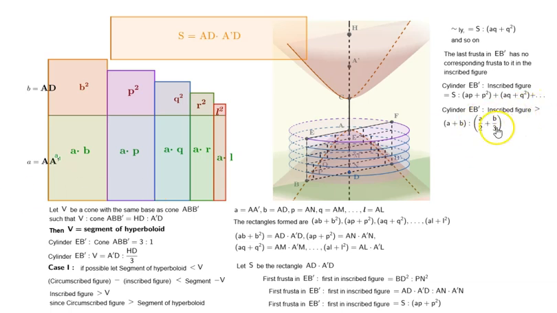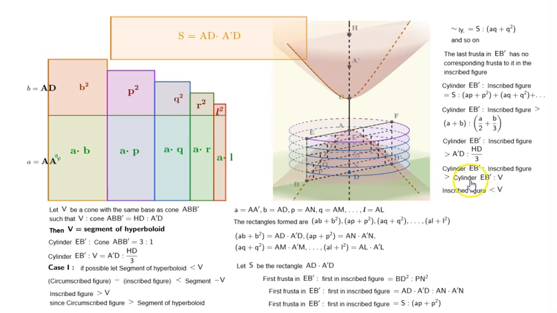From proposition 2 of On Conoids and Spheroids, cylinder EB prime is to inscribed figure is greater than A plus B is to A by 2 plus B by 3 based on this construction. So cylinder EB prime is to inscribed figure is greater than A prime D is to HD by 3. A plus B is A prime D and A by 2 plus B by 3 is equal to HD by 3, again from proposition 2. A prime D is to HD by 3 is equal to EB prime is to V. So cylinder EB prime is to inscribed figure is greater than cylinder EB prime is to V.